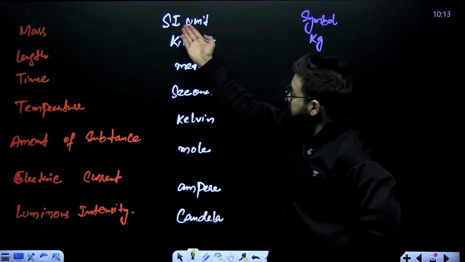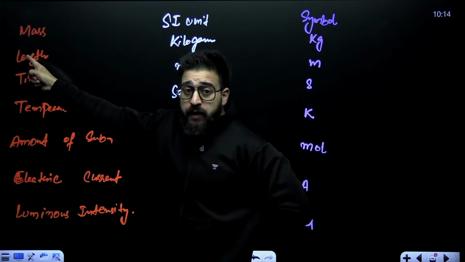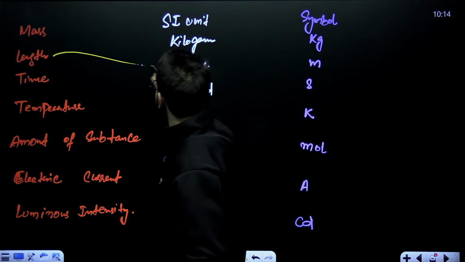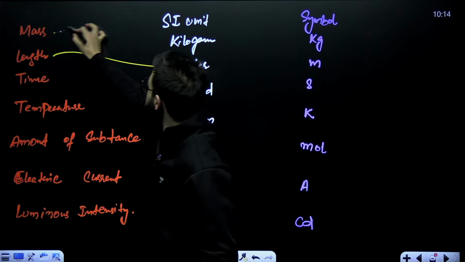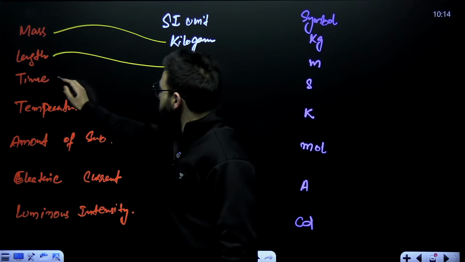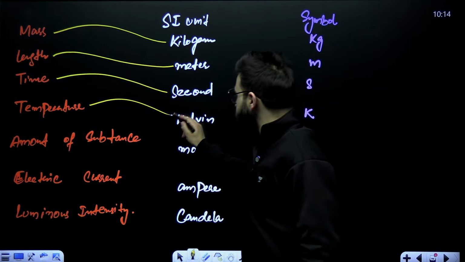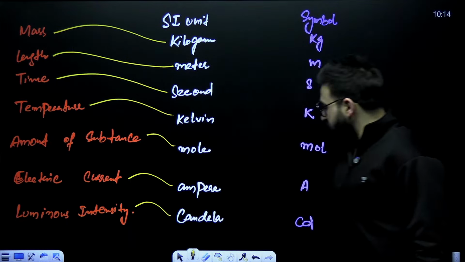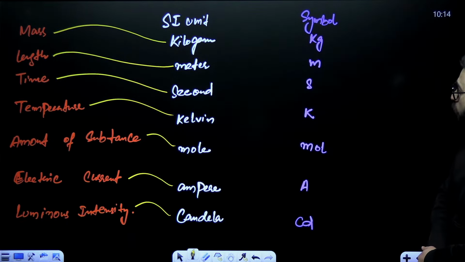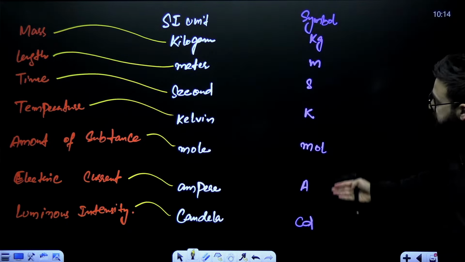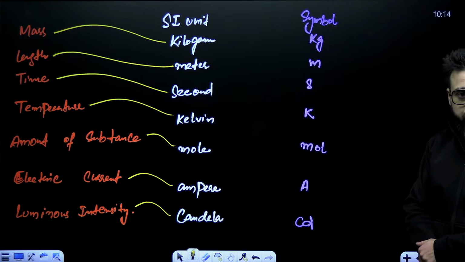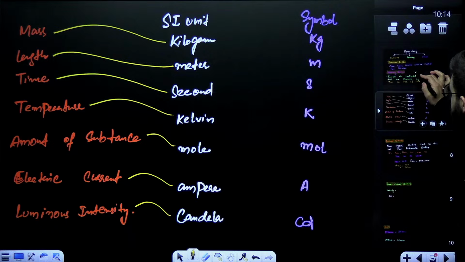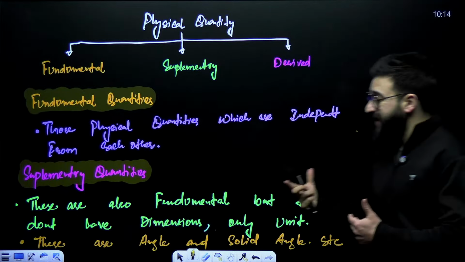Like SI unit of length, we measure length in meters. We measure mass in kilograms, time in seconds, temperature in Kelvin, amount of substance in mole, electric current in ampere, and this is candela. And this is the symbol that you can see exactly over here. So these are the fundamental physical quantities which do not depend upon each other.